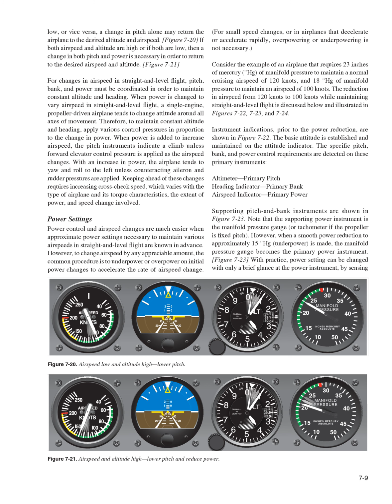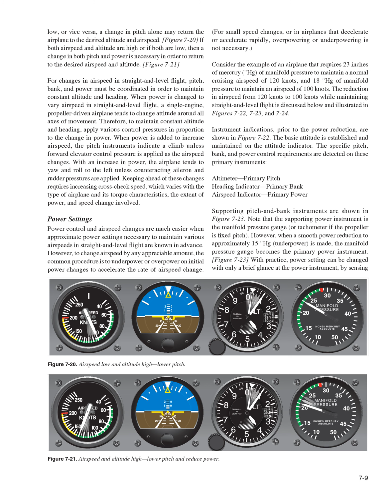Keeping ahead of these changes requires increasing cross-check speed, which varies with the type of airplane and its torque characteristics, the extent of power, and speed change involved. Power settings and airspeed changes are much easier when approximate power settings necessary to maintain various airspeeds in straight and level flight are known in advance. However, to change airspeed by any appreciable amount, the common procedure is to underpower or overpower on initial power changes to accelerate the rate of airspeed change.